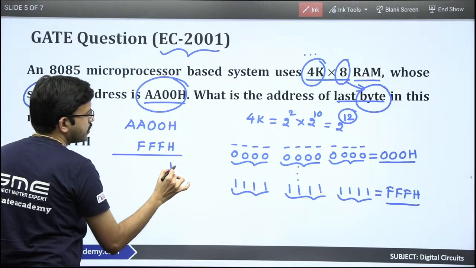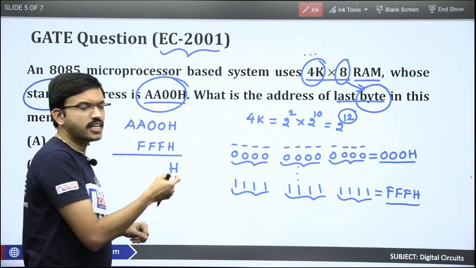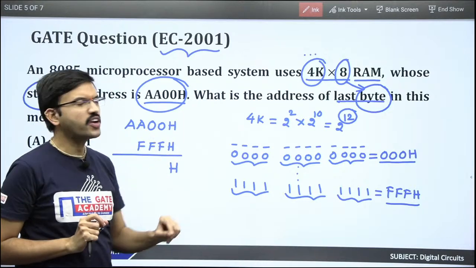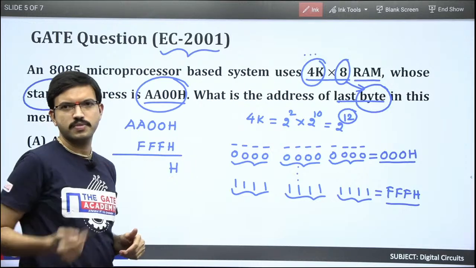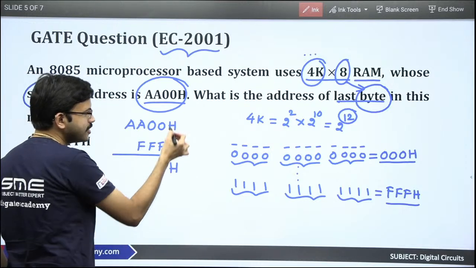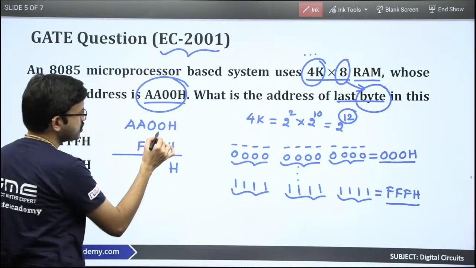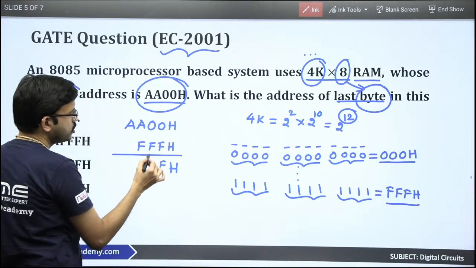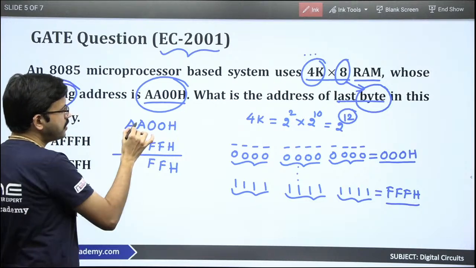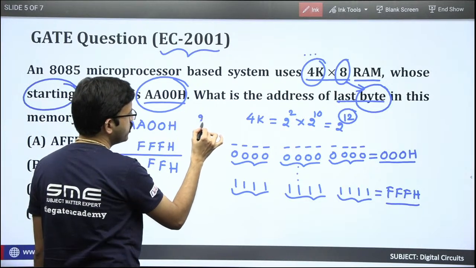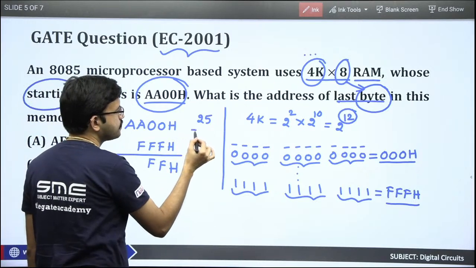In the starting chapter on number systems, we used to represent the number in brackets and put the base of the number system as a suffix. In the microprocessor chapter, we follow this convention: H stands for hexadecimal. That's all. Don't add these two H's. Now 0 plus F is F. Here A is 10, F is 15. 10 plus 15 is 25.